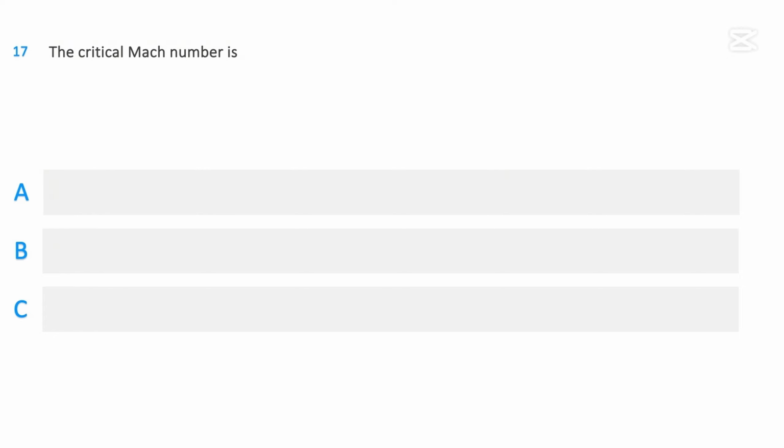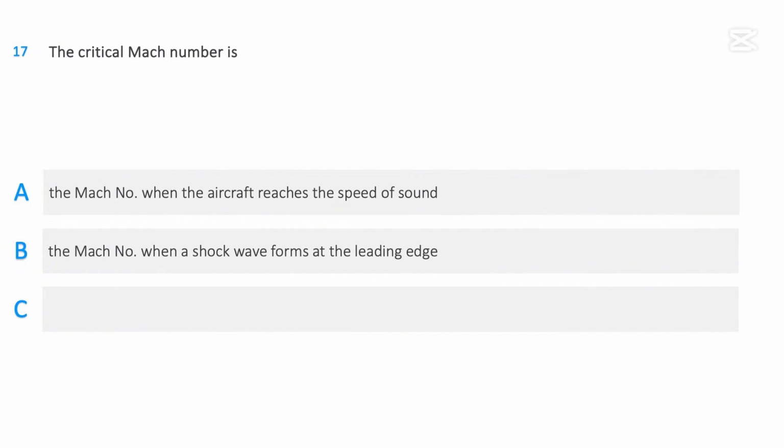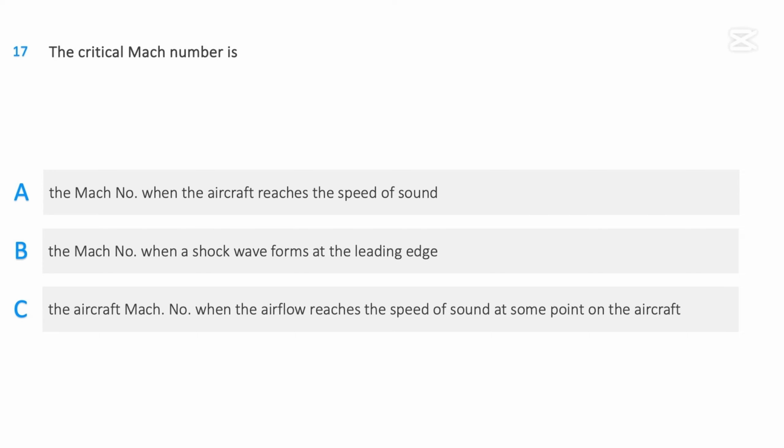The critical Mach number is the Mach number when the aircraft reaches the speed of sound. The Mach number when a shock wave forms at the leading edge. The aircraft Mach number when the airflow reaches the speed of sound at some point on the aircraft. The correct answer is the aircraft Mach number when the airflow reaches the speed of sound at some point on the aircraft.